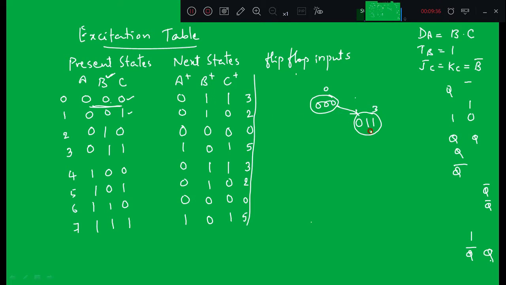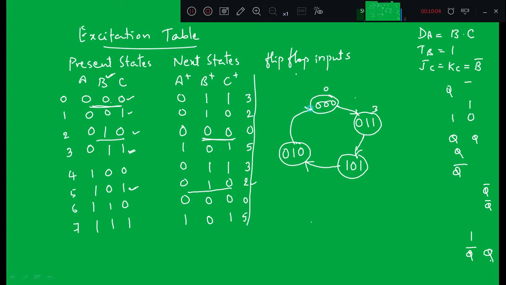So when present state is 3, what will be my next state? It is 1 0 1. Okay, if my present state is 1 0 1, where is it? It's here. Next state will be 2, that is 0 1 0. Okay, next state will be equal to 2. If my present state is 2, where is it? Here. If my present state is 2, next state will be 0.